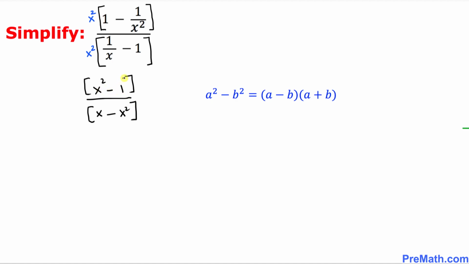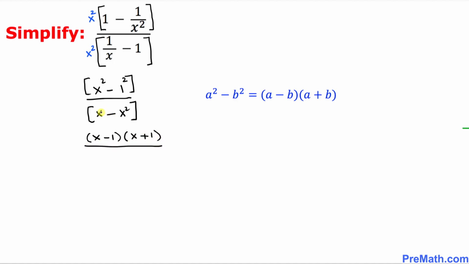1 could be written as 1 squared. So we can see we have a difference of two squares. So we are going to use this formula, a squared minus b squared equals a minus b times a plus b. So the top part over here, the numerator, could be written as x minus 1 times x plus 1. So far so good.